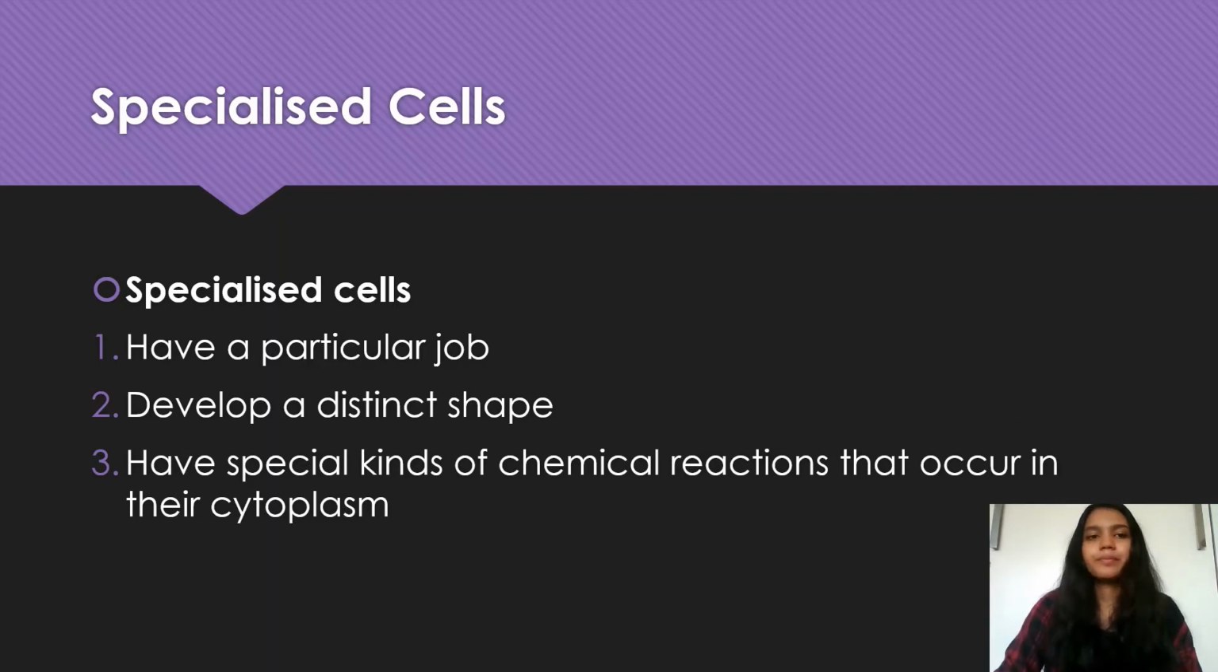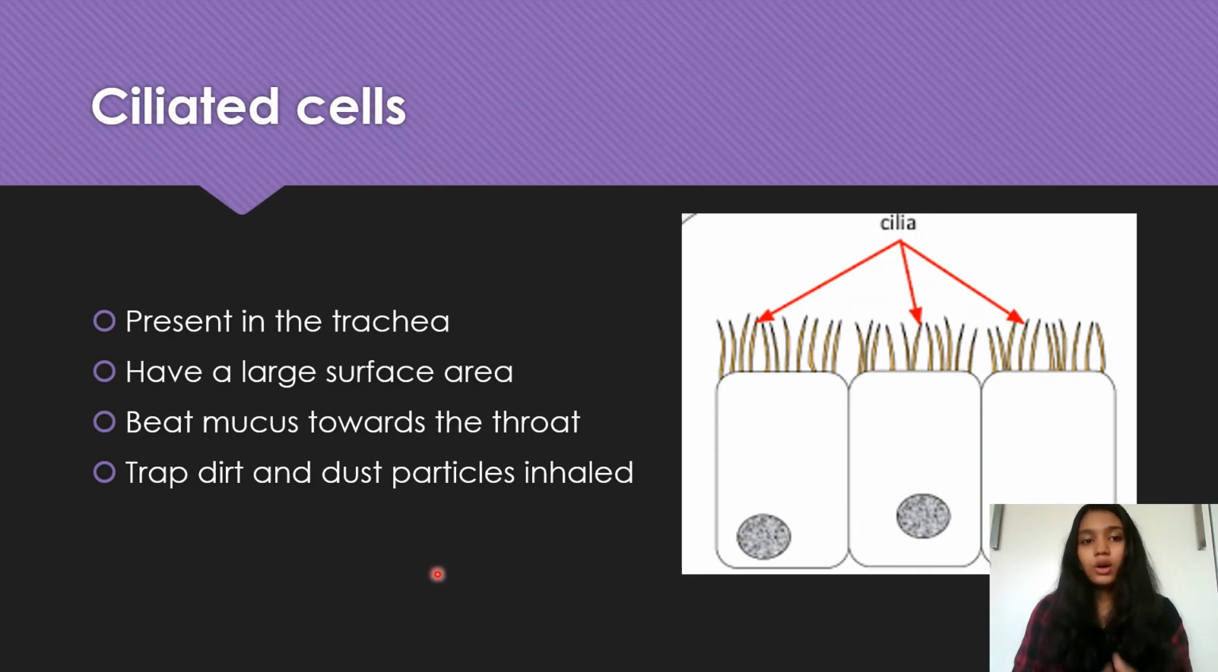But okay. Ciliated cells. Now we're going on to the different types of specialized cells that you need to know for your IGCSEs. So ciliated cells, they're present in the trachea, which is basically like the windpipe here in the throat. They have a large surface area. You can see these projections. That's called cilia. They beat mucus towards the throat.